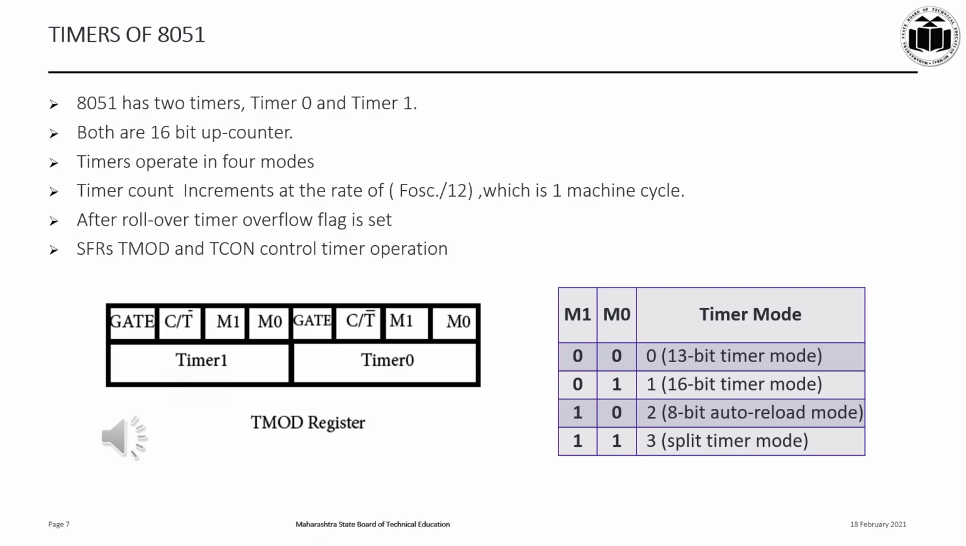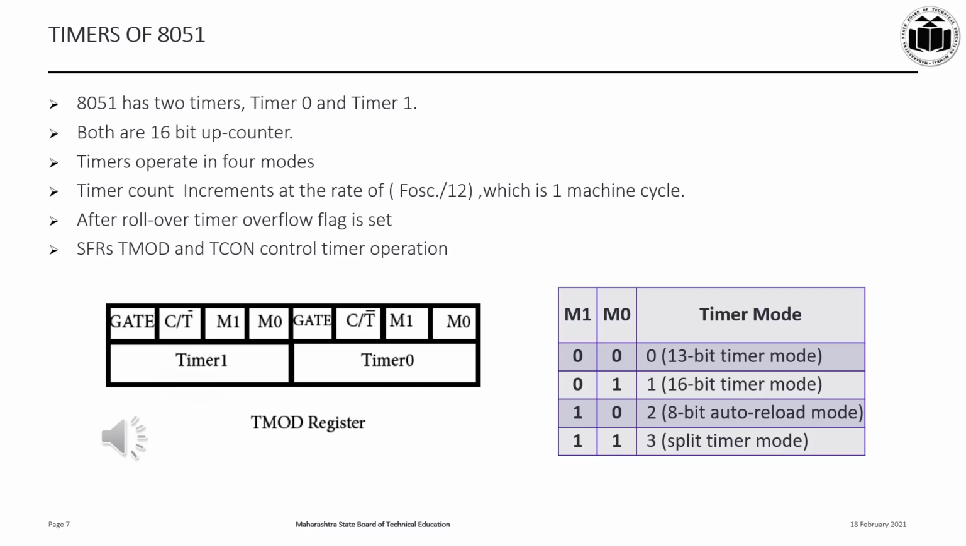Learners, in Unit 3 you have learned about timers and counters of 8051, SFRs of timer counters, and you have also developed programs to generate delay using timers and counters of 8051. Here's a quick recap of timers of 8051 for you. You all know that 8051 has two timers, timer 0 and timer 1. Each of the timers is a 16-bit up counter. The timer operates in four modes: mode 0, 13-bit mode; mode 1, 16-bit mode; mode 2, 8-bit auto reload mode; and mode 3, split timer mode.